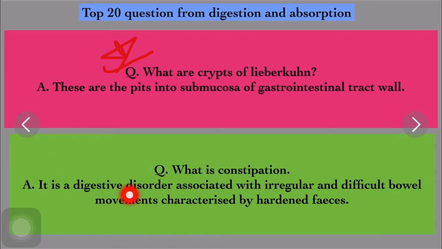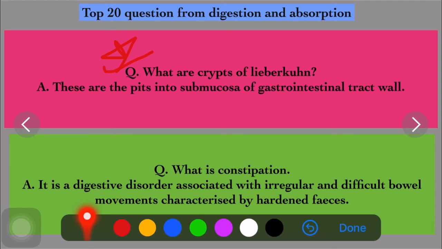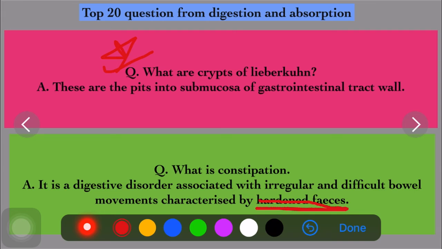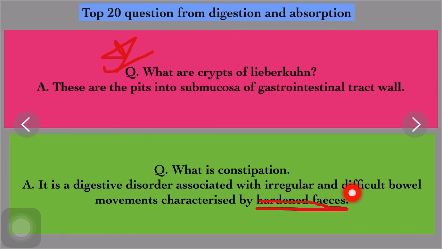The next question is: what is constipation? It is a digestive disorder associated with irregular and difficult bowel movement characterized by hardened feces. So constipation is a very common digestive disorder which is characterized by very irregular and difficult bowel movement, which is characterized by ejection of hardened feces.